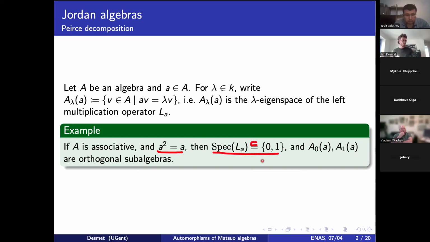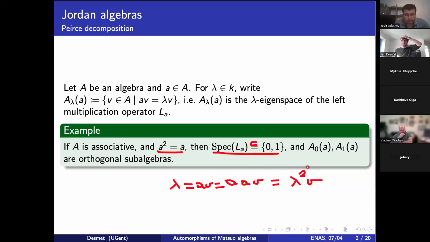But why is this the case? Because you can easily write down that A times V, where V is a lambda eigenvector, is on the one hand equal to lambda squared V, but on the other hand, it's also just equal to AV, which is equal to lambda V. So this tells you that over a field, the only possibilities are that lambda is either 0 or 1.